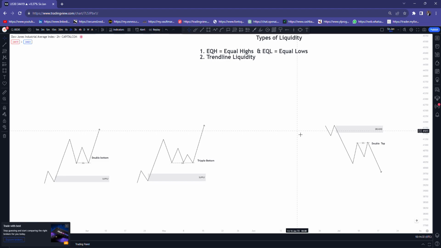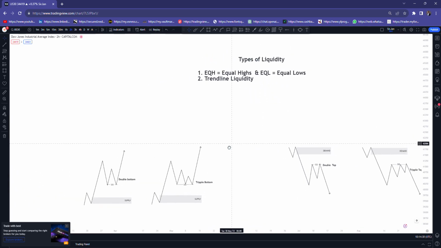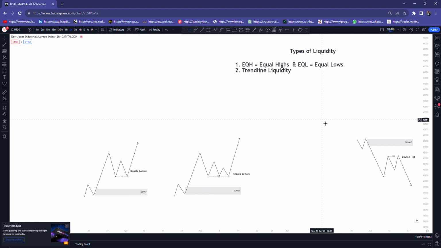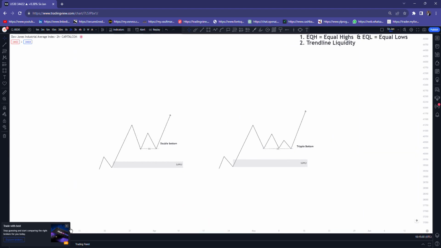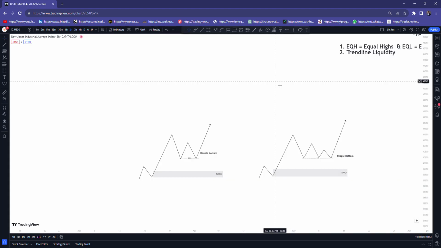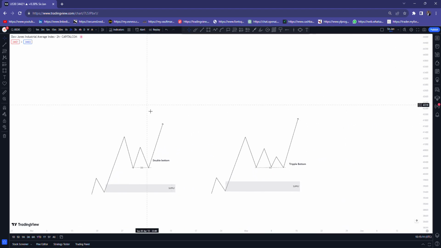Today's topic is simple. We'll be discussing liquidity. I've just brought only two types. We do have the equal highs and equal lows liquidity. We do have a trend line liquidity. I pre-done these things for you guys so that I might not waste most of your time. A quick one. We're gonna focus on the double bottom and the triple bottom liquidity.